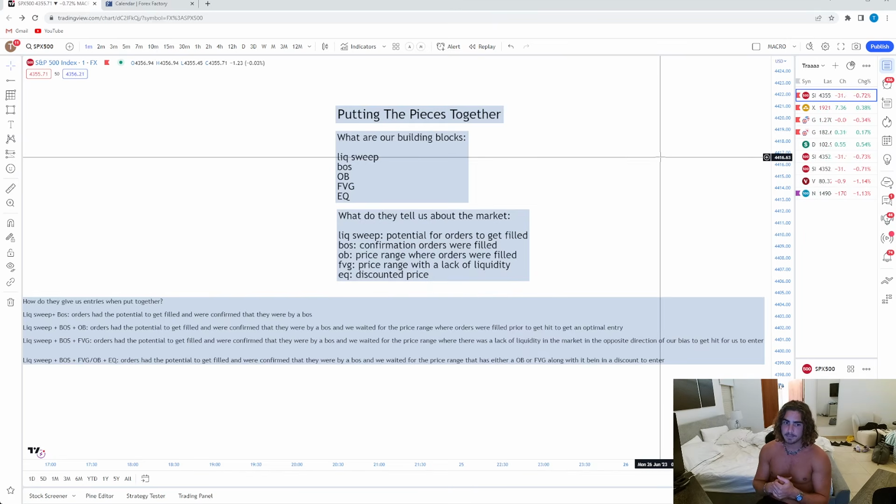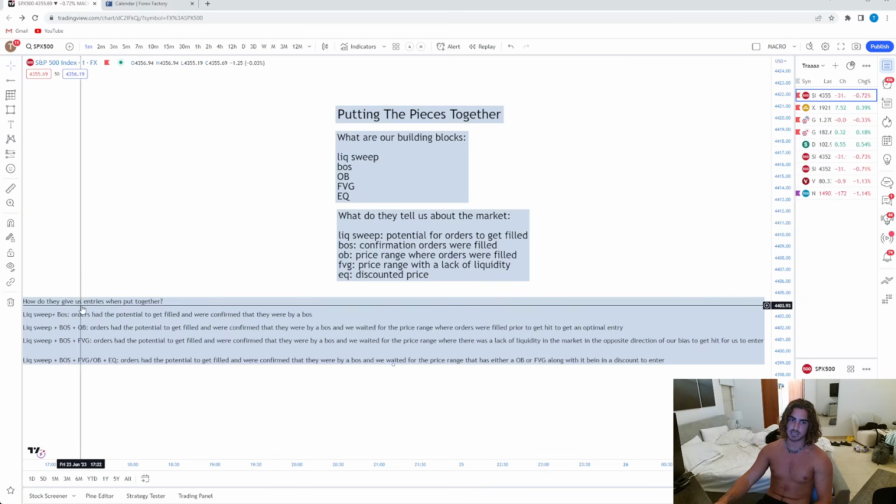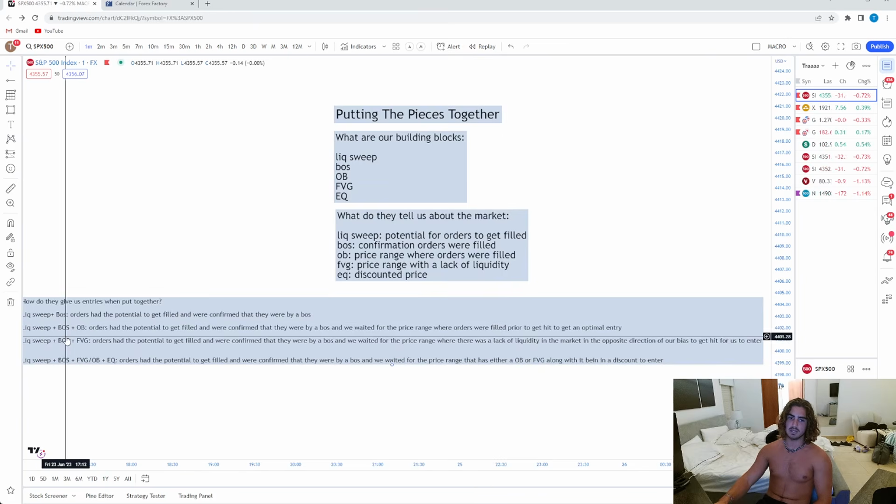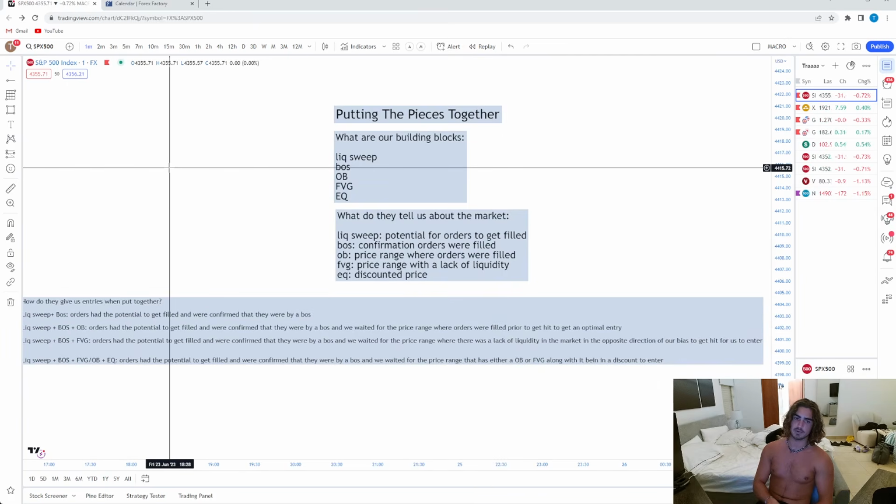Okay, and then lastly, we have liquidity sweep plus a break of structure plus a fair value gap or order block getting filled, plus equilibrium on top of that for ultimate confluence. Okay, this is like a foolproof plan to enter if you are a beginner. The higher up you get on this list, the more risky you get. As you can see, these two are kind of equal. This is the most safe, this is the most risky. It goes like 1 most safe, 3 most risky.